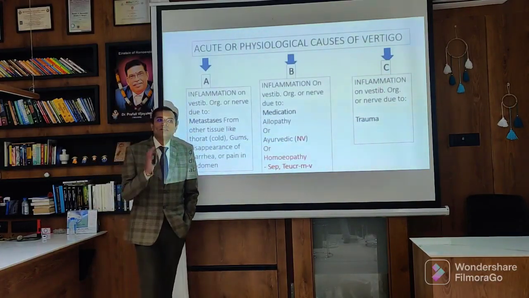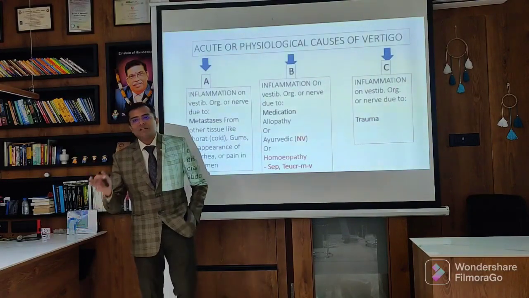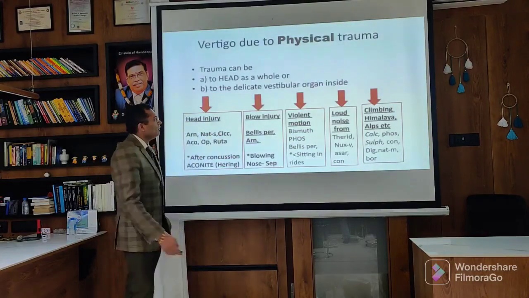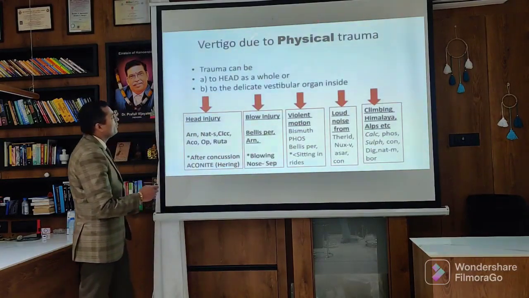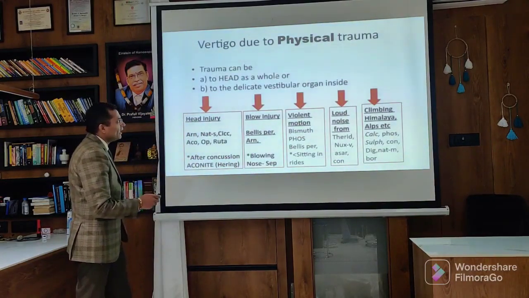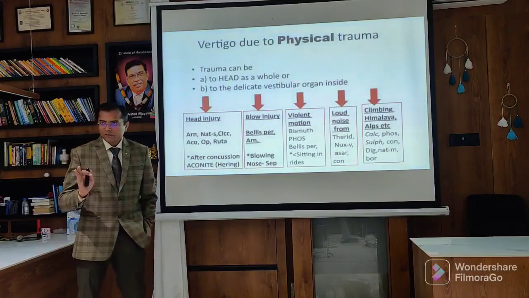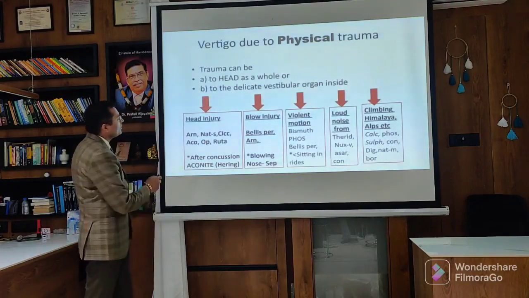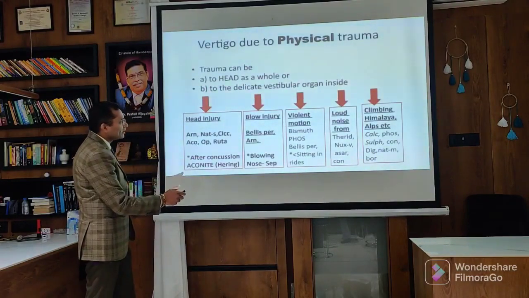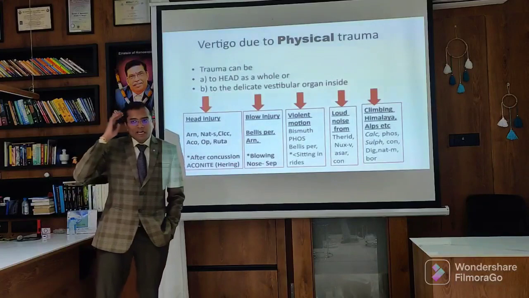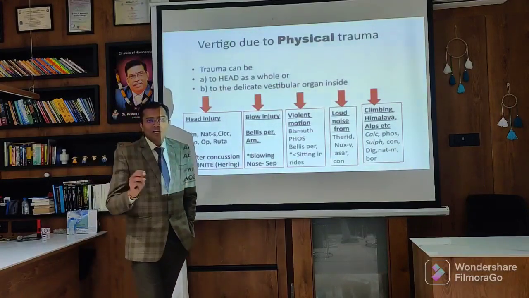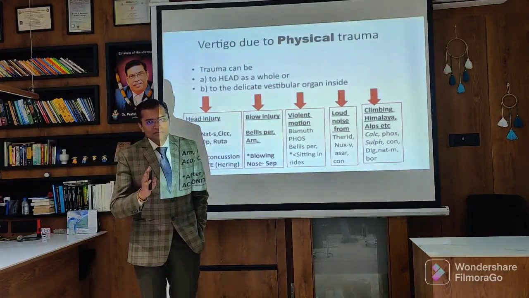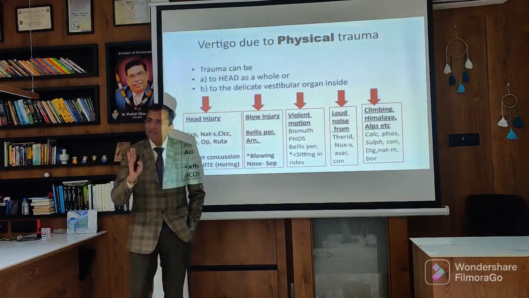And the third thing, the inflammation of the vestibular system due to trauma. Now we have to understand trauma at a physical level as well as the psychological level. So what was the physical trauma? The most common cause is trauma to the head as a whole. The whole head was hit, and there is trauma to the delicate vestibular organ inside. So for ailments from head injury, cuprum, cicuta, natrum salve. These are the remedies we have to understand.